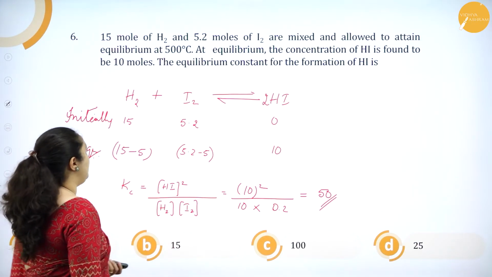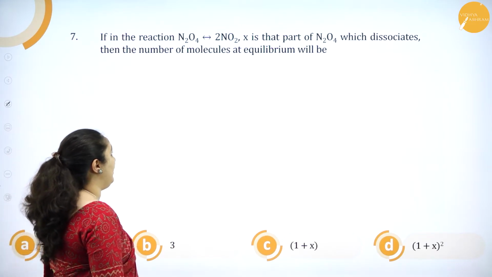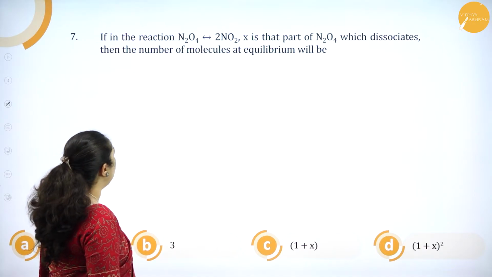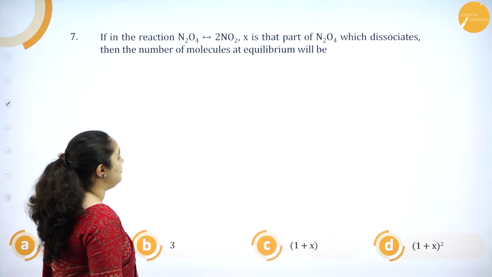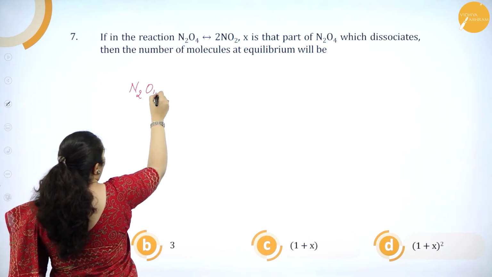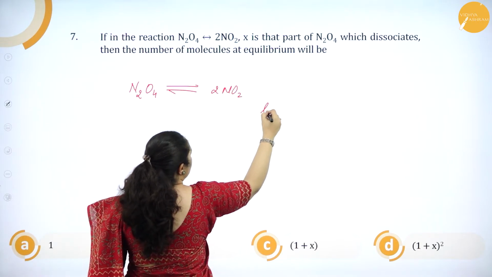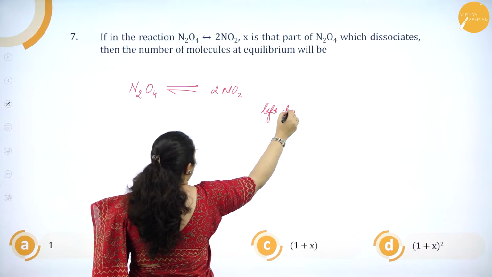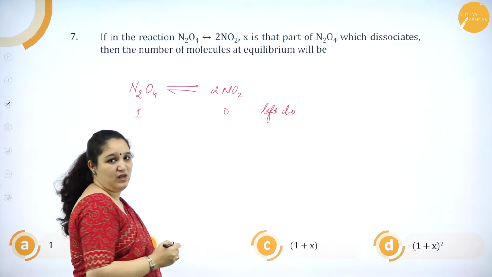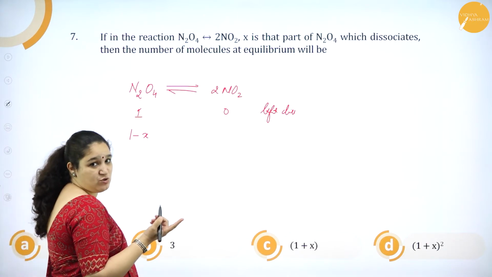Okay? Next question. If in a reaction N2O4 gives 2NO2, and X is the part of N2O4 which dissociates, then the number of moles at equilibrium will be. So, I will write the equation here. N2O4 is dissociating to give 2NO2. So, before dissociation, I will consider there is 1 mole of N2O4. NO2 is not formed yet, so it is 0. Now, X is dissociating. So, 1 minus X is at equilibrium. This is after dissociation.